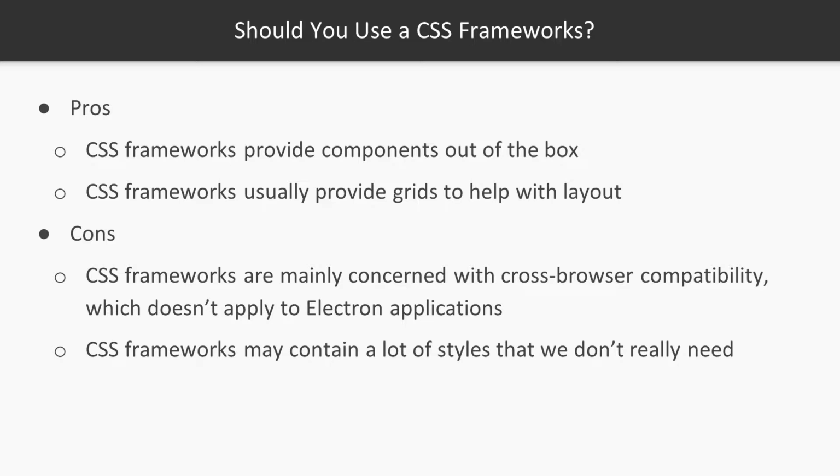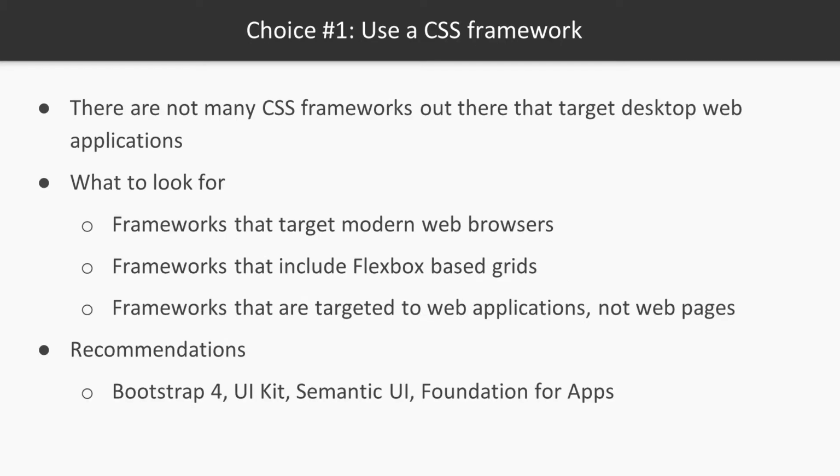So you basically have two choices: to use a CSS framework or to build everything yourself. We will discuss both approaches in more detail. Let's consider the first option, which is to use an existing CSS framework. Sadly, there are not a lot of mature CSS frameworks that target desktop web applications. The best one out there is PhotonKit, that you can find at photonkit.com, which targets Electron specifically. However, it implements a macOS look and feel, which looks really weird if you plan to release your application to other operating systems. So we'll have to look at frameworks that target web applications.